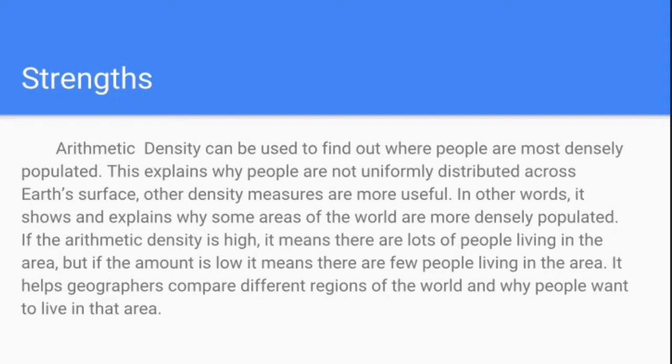If the arithmetic density is high, it means there are lots of people living in the area, but if the amount is low, it means there are few people living in the area. It helps geographers compare different regions of the world and why people want to live in that area.